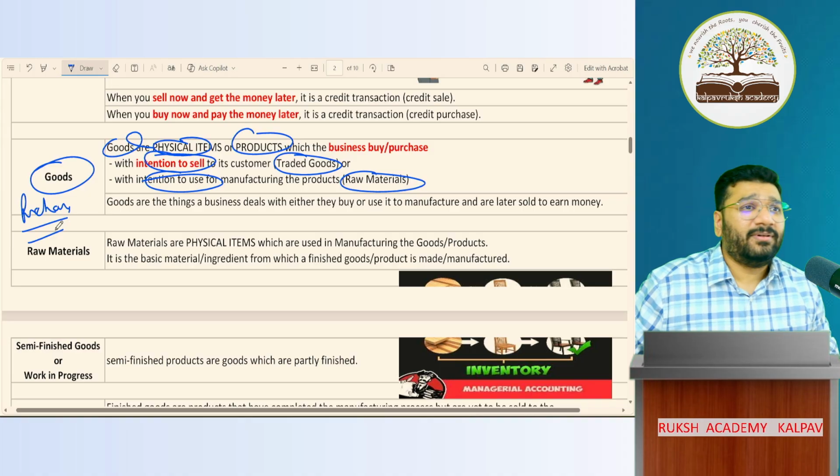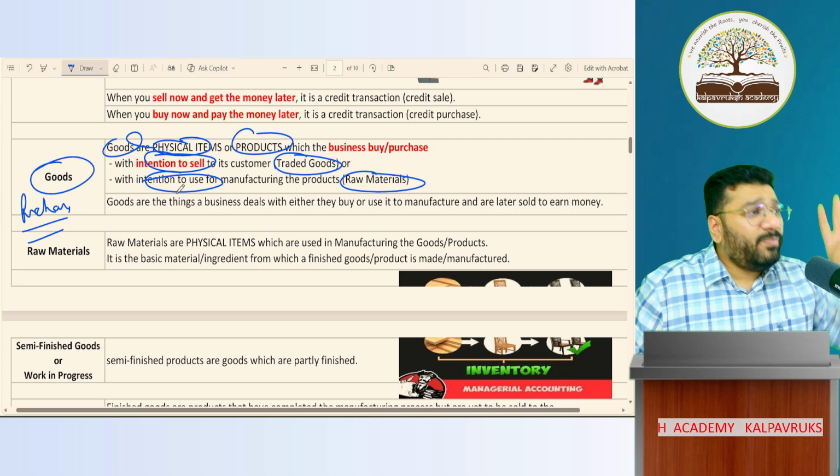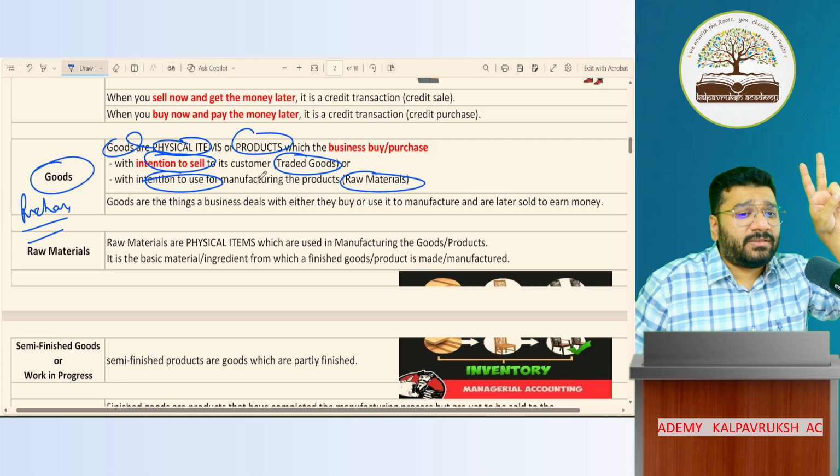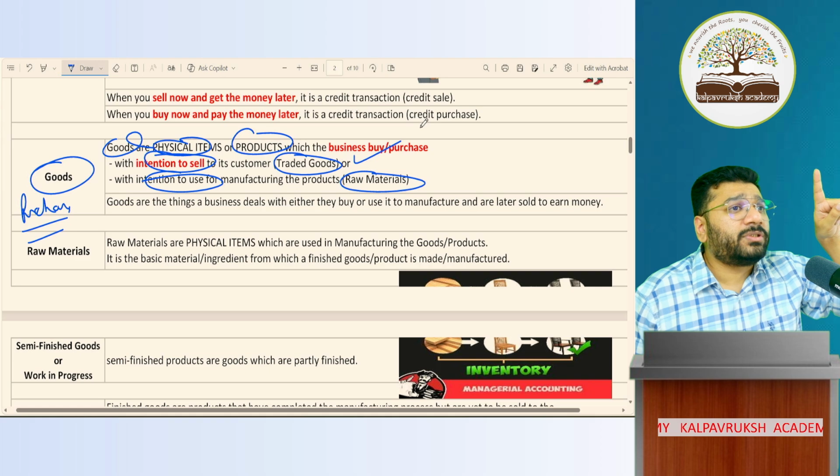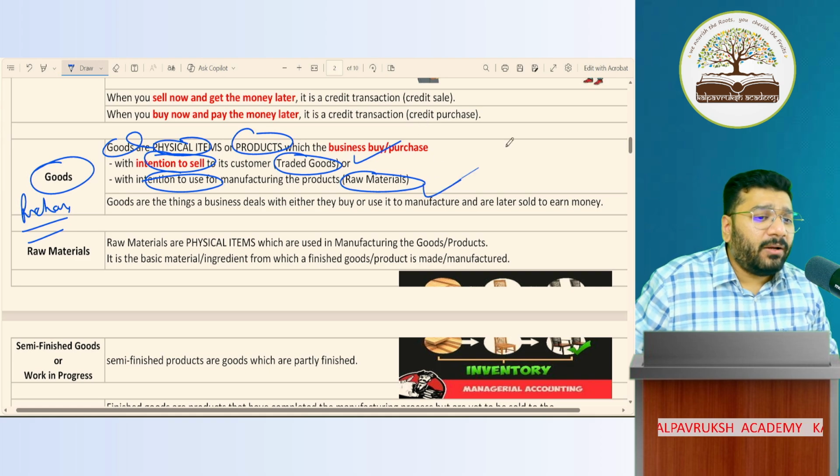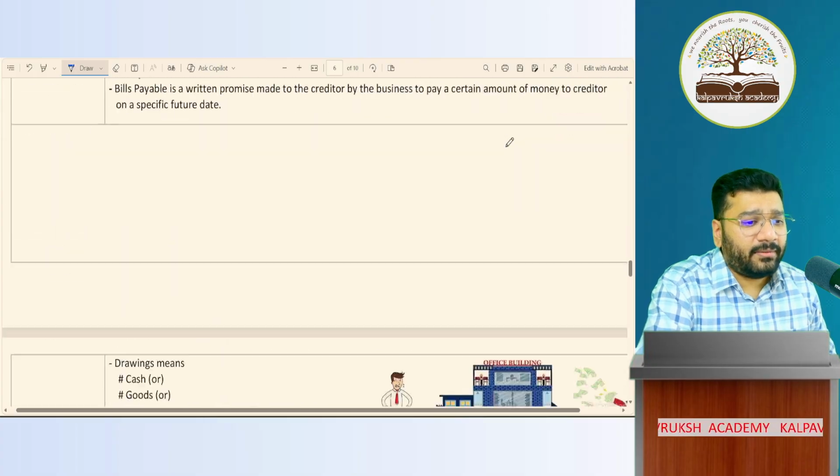Okay. In business, only two things you can purchase. If you're a trader, you'll buy traded goods. If you're a manufacturer, you'll buy raw materials. Got it, not got it?